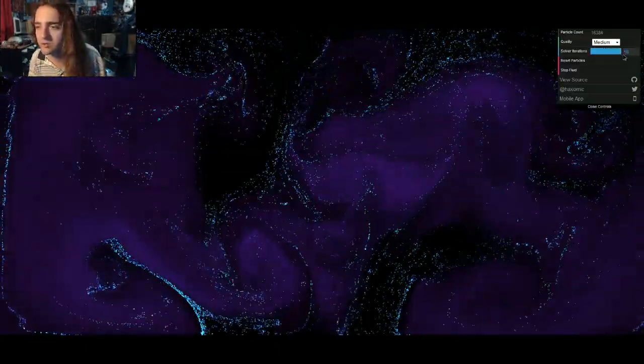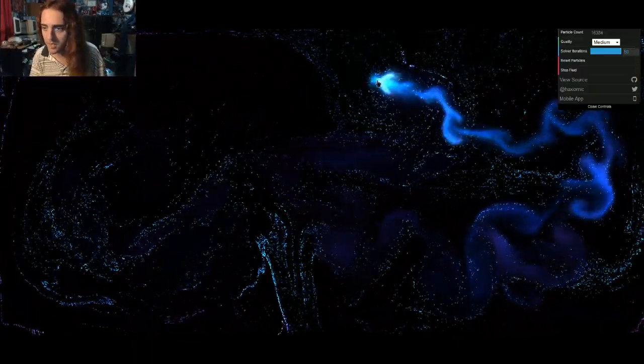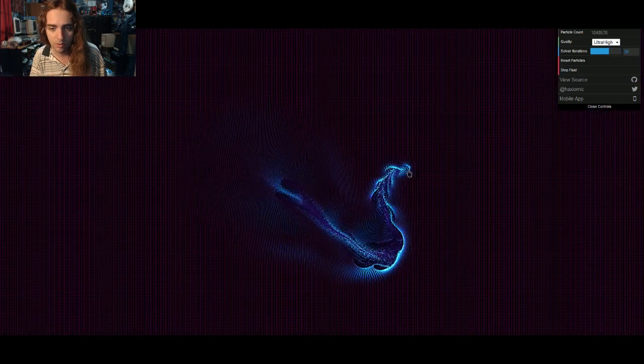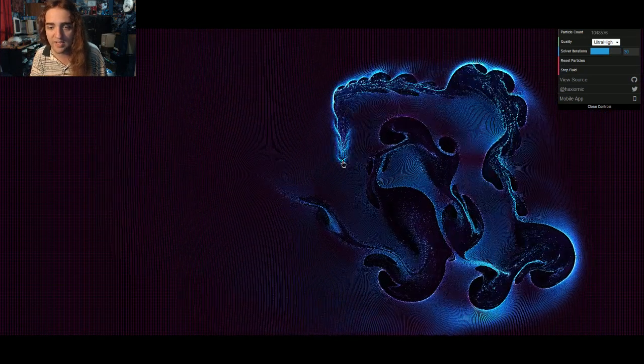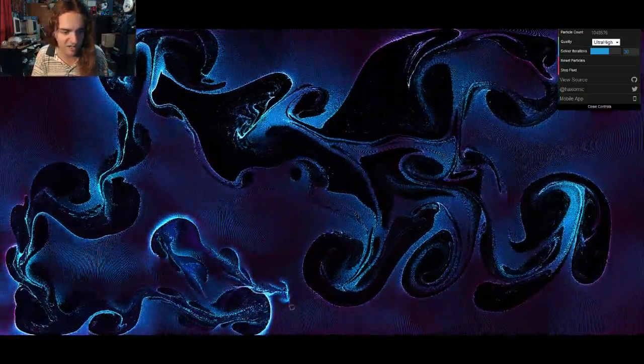What's this? Solver iterations? Oh, wow. I don't actually know what that did. Quality: ultra high. Oh. Whoa! I haven't even tinkered with the settings yet. I didn't realize there was... Actually, I kind of like the other one better.